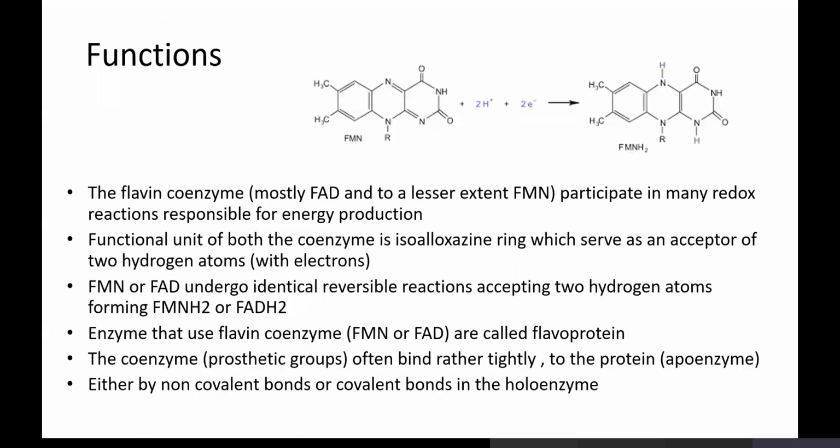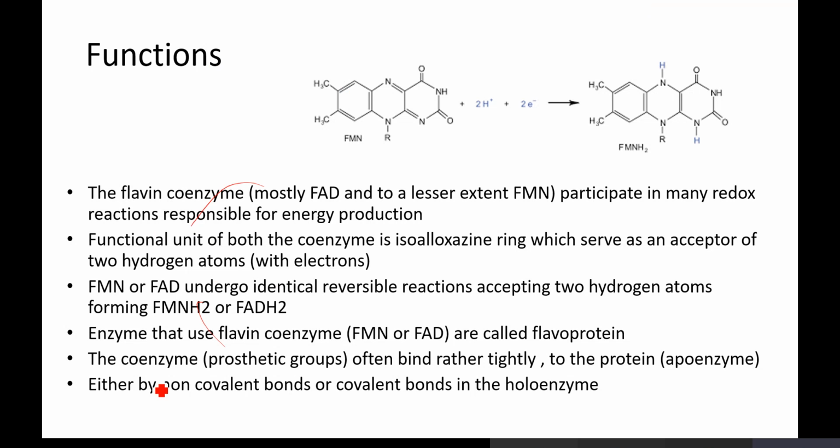So there are a lot of biochemical functions this flavin or riboflavin enzyme performs. The flavin coenzyme, mostly FAD, and to a lesser extent FMN, both of them participate in many redox reactions which are responsible for energy production. And the functional unit for both coenzymes is the isoalloxazine ring that we saw, which serves as an acceptor for the two hydrogen atoms. This ring accepts the two hydrogen atoms.